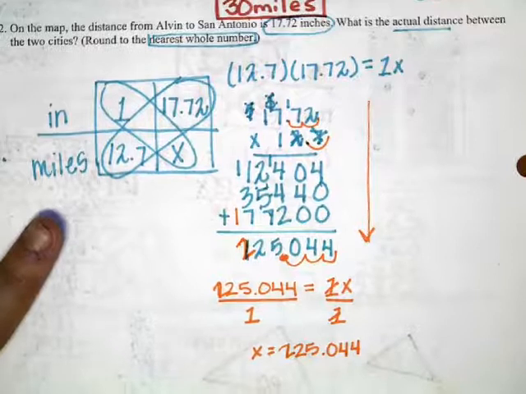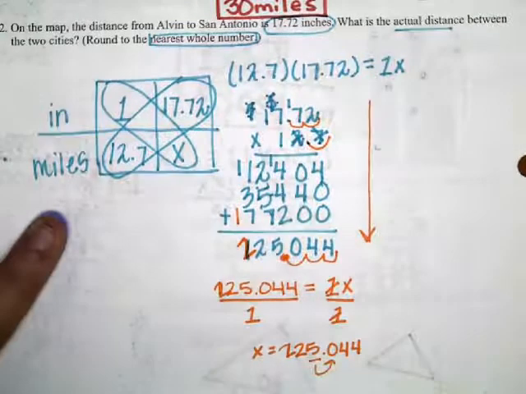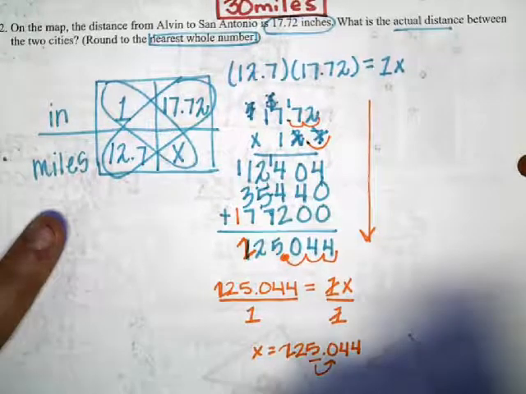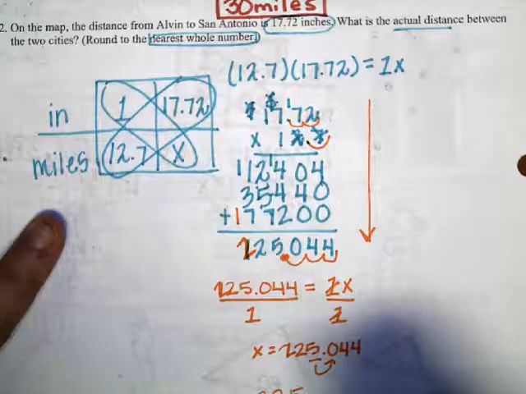Okay, we have to round to the nearest whole number. Whole numbers are in the ones place. Look to the number to the right. Since it's 4 or less, we let it rest. Therefore, it's 225 miles.